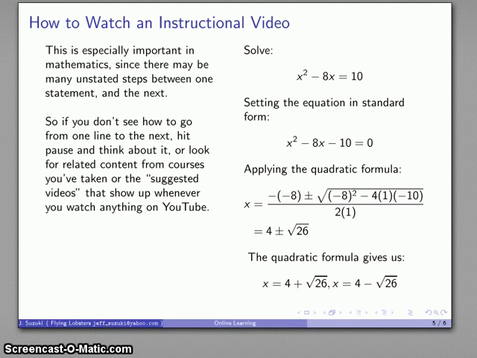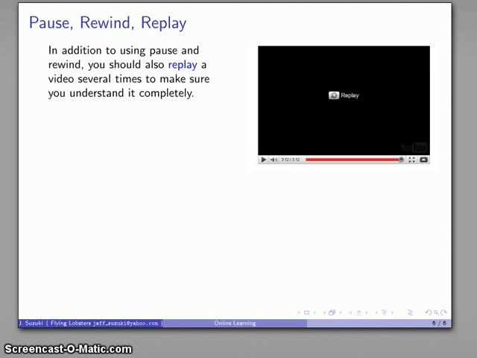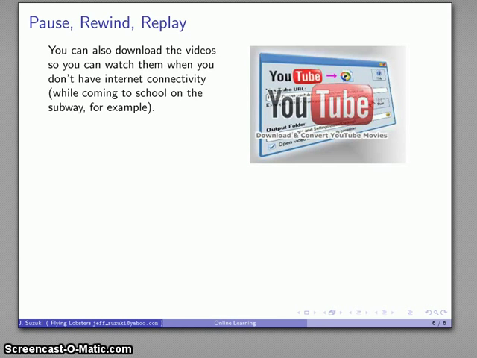The third thing that you should always be doing with any instructional videos is, in addition to using pause and rewind, you also want to replay it several times to make sure that you really understand what's going on. And on those rare occasions when you are in a place that doesn't have internet service, the other possibility is you can also download the videos so you can watch them when you don't have internet connectivity. This is particularly useful if you want to do a little bit of studying on the subway into school, for example, where you don't have internet underground, but you still have your iPod or video player.